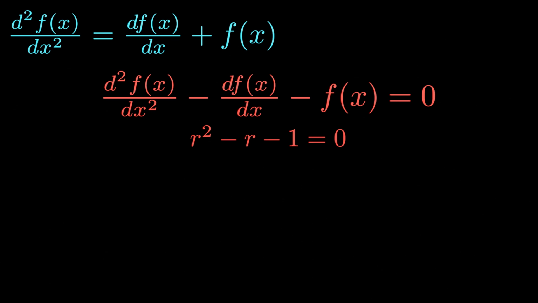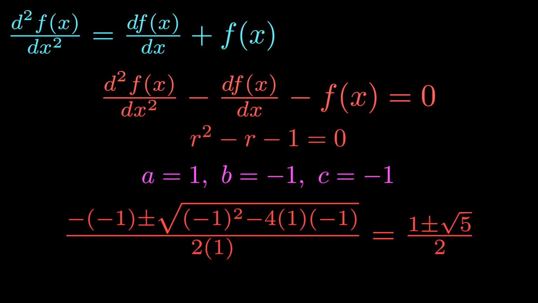This is a quadratic equation, which we can solve using the quadratic formula. If we take a to be equal to 1, b to be equal to minus 1, and c to be equal to minus 1, we get two roots, (1 plus the square root of 5) divided by 2, and (1 minus the square root of 5) divided by 2. So we have two distinct real roots to our characteristic equation.